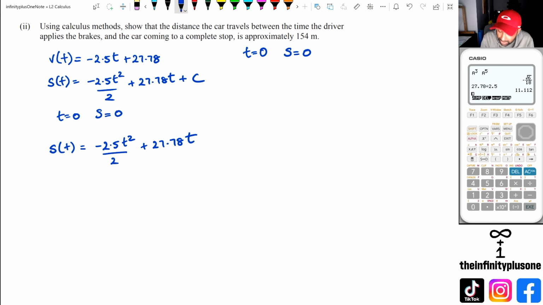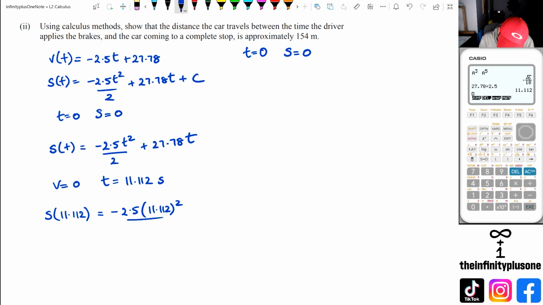27.78 t. Now we know that when the car comes to a stop, its velocity equals 0. We knew from the previous question that it was 11.112 seconds. So if we figure out s of 11.112, we should get about 154. That's negative 2.5 times 11.112 squared over 2 plus 27.78 times 11.112. So just a matter of putting this in the calculator.